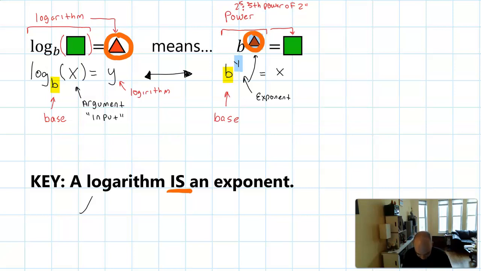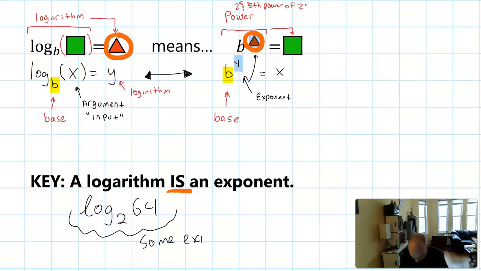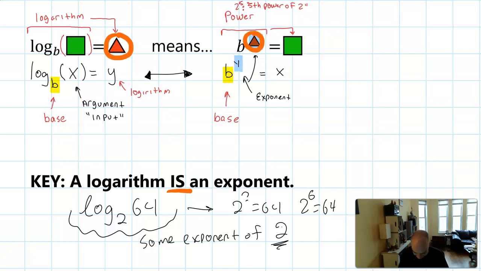So whenever I write log base 2 of 64, I'm thinking about an exponent. This whole thing is some exponent of 2. And specifically, if I was going to evaluate that, it would be 2 to the what is 64? Well, 2 to the 4th. Nope. Sorry, 2 to the 6th is 64. So this whole thing evaluates to the number 6.